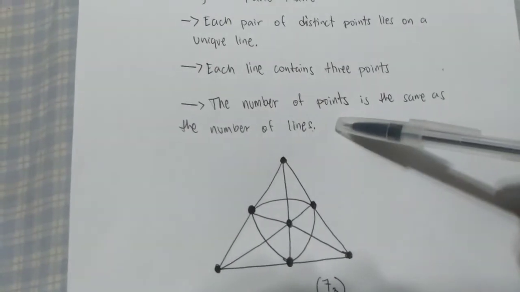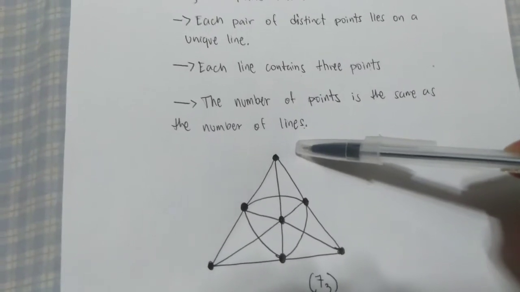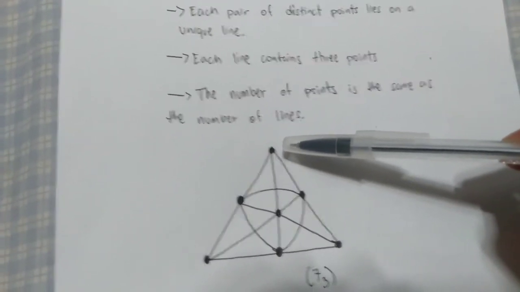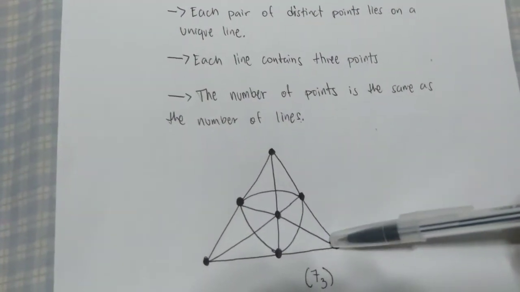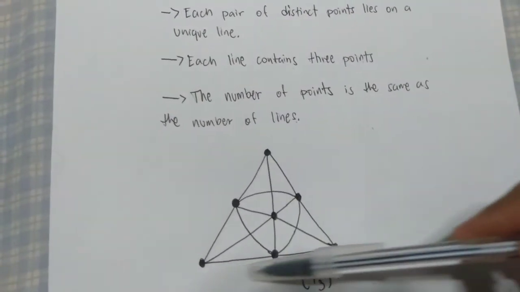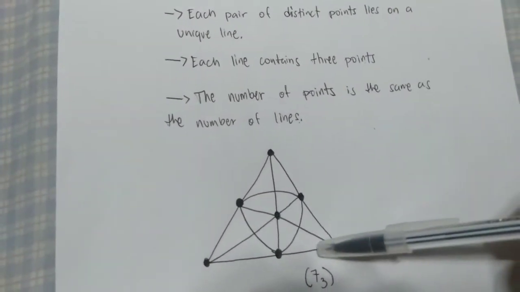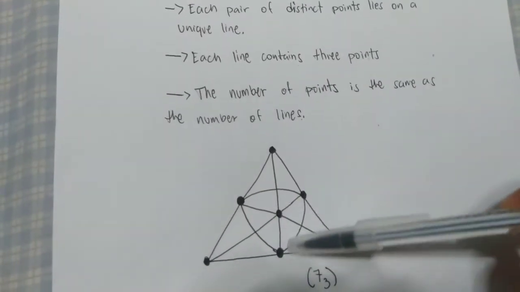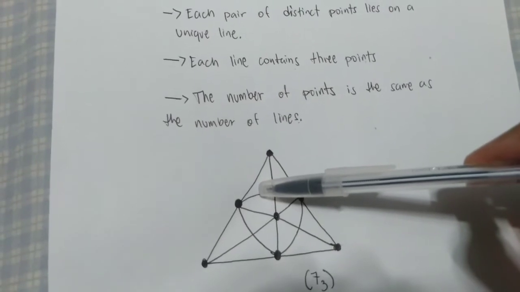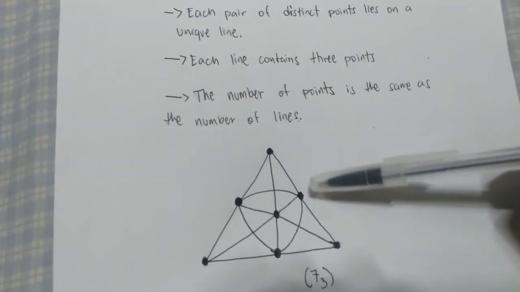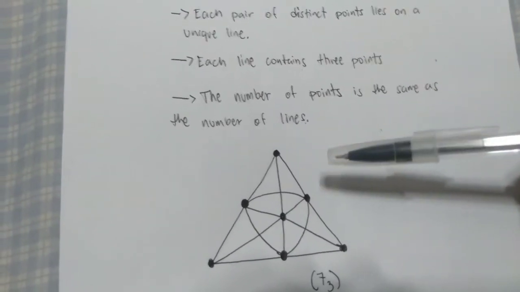Next, the number of points is the same as the number of lines. If we count the number of points or vertices, we have 1, 2, 3, 4, 5, 6, 7. How many lines? 1, 2, 3, 4, 5, 6, and the circle in the center of the triangle is the seventh line. So, this is a Fano plane. The very unique Fano plane exists.